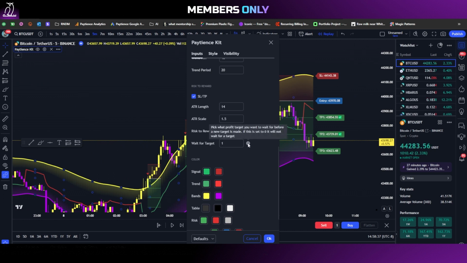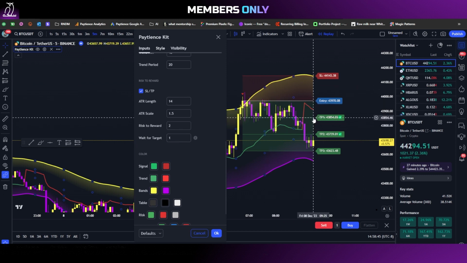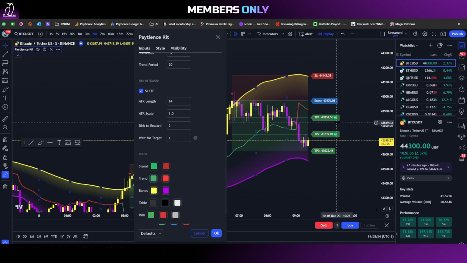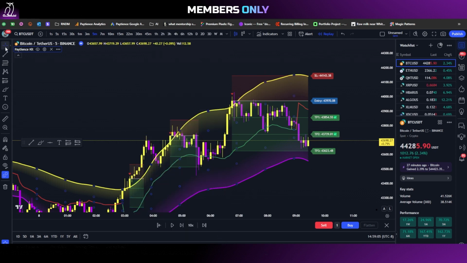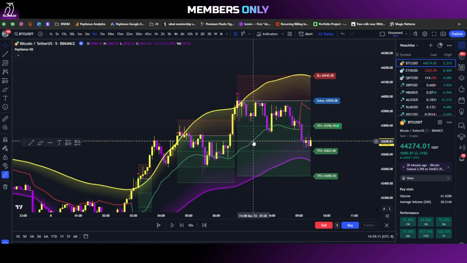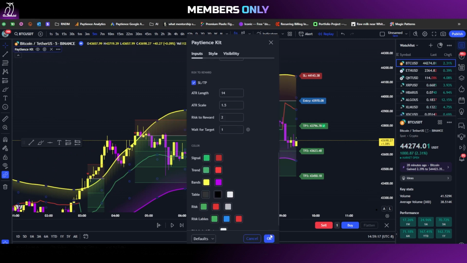You can also change your risk to reward ratio. You can also make it so that the trade that's open has to hit a certain profit level for any new trades to generate. So right now, we have it on take profit 1. So no new trades will generate until we hit take profit 1. Risk to reward and ATR scale and ATR length, you can play around with that as well. If we put a 3 for risk to reward, you're going to see our stop loss and take profit get a little bit bigger. So this would mean you're willing to risk more for the gains.